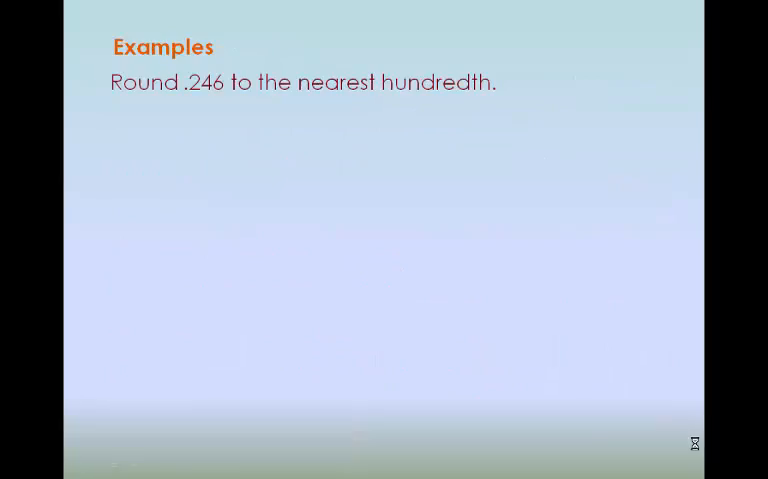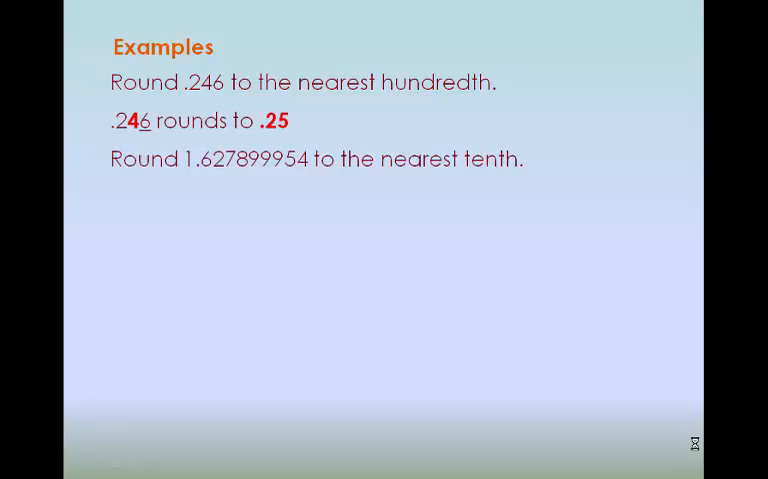Let's look at some examples. Round 0.246 to the nearest hundredth. So the directions said find the digit in the hundredths place. That would be 4. Look at the digit immediately to the right, which is 6. It's bigger than 5, so we're going to round that 4 up to a 5, one more, and this number rounds to 0.25 or 25 hundredths.